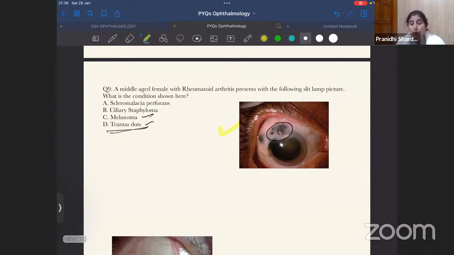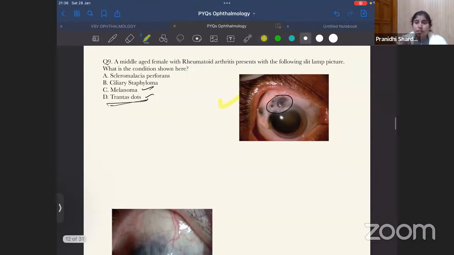Now the thing is, Trantas dots are easily ruled out. Next is melanoma. Melanoma is mostly not an elevated lesion. In melanoma, you will not see an elevated lesion. Now, you will be confused about A and B because there is a history of rheumatoid arthritis given. Somebody answered A, but the answer is not A.